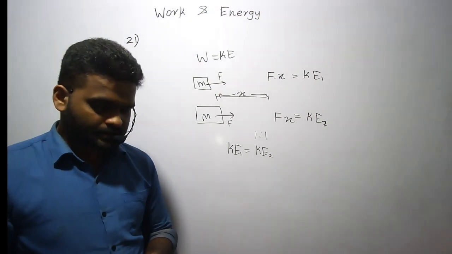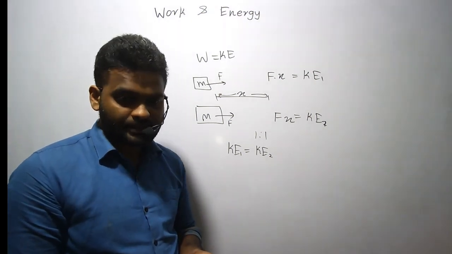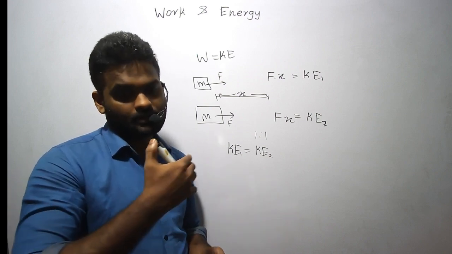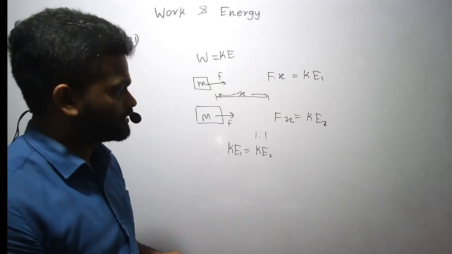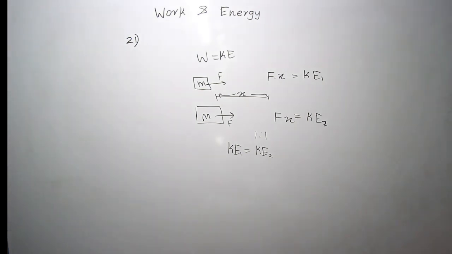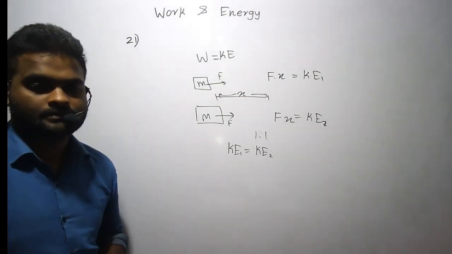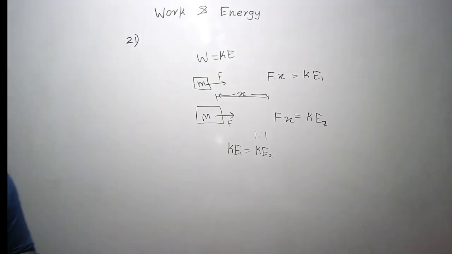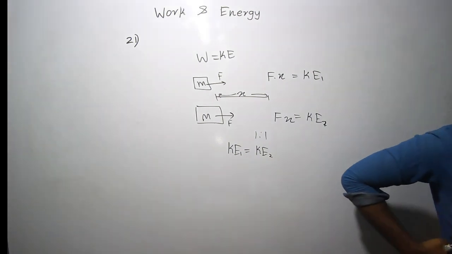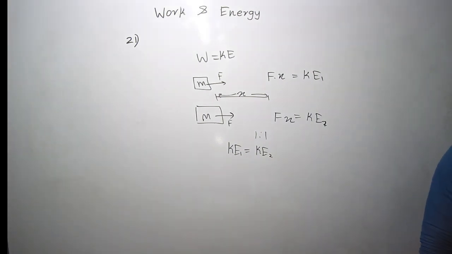Then they ask in the 23rd, the ratio between speeds. In the question, kinetic energies are the same, but think about speeds. What could be the answer? Quickly let me know.